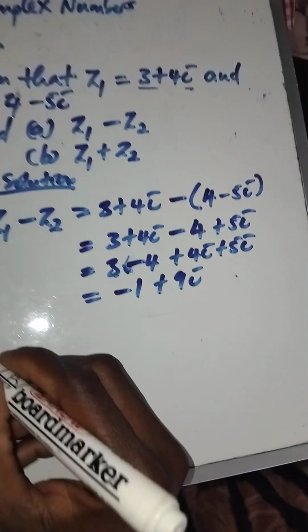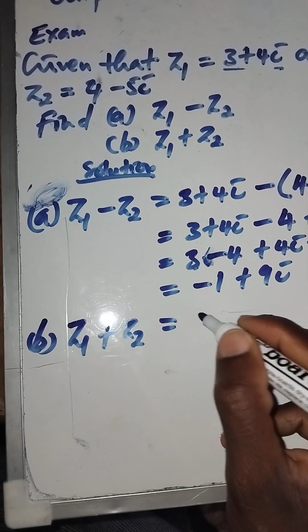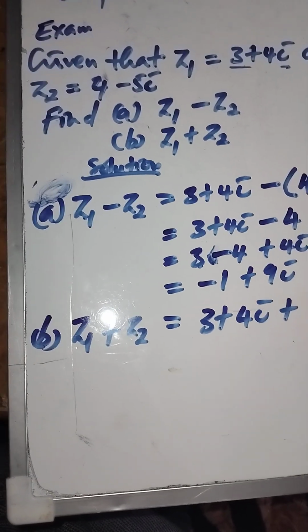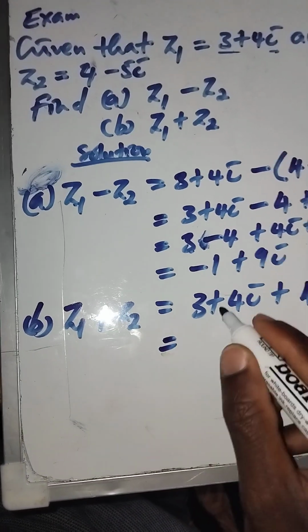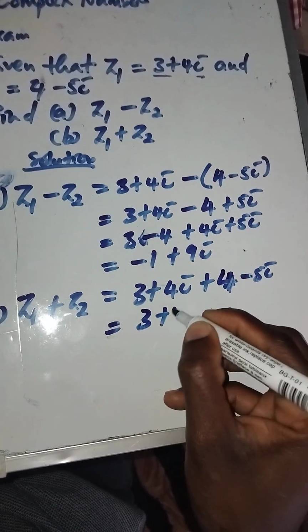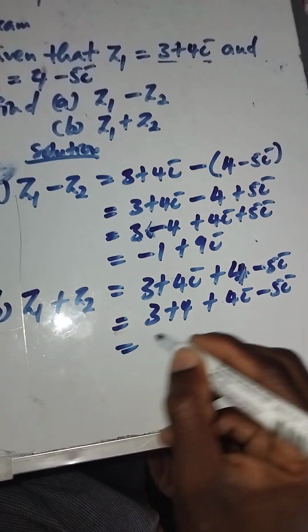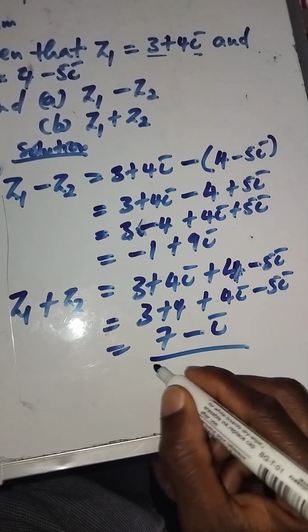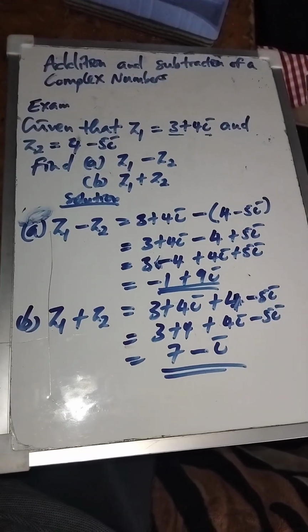So B, z1 plus z2 is equal to z1, which is 3 plus 4i, plus z2, 4 minus 5i. So we collect the real parts and the imaginary parts. So 3 plus 4, plus 4i minus 5i, and we get 7 minus i. So this is addition and subtraction of complex numbers.